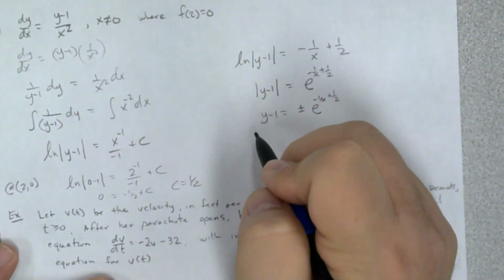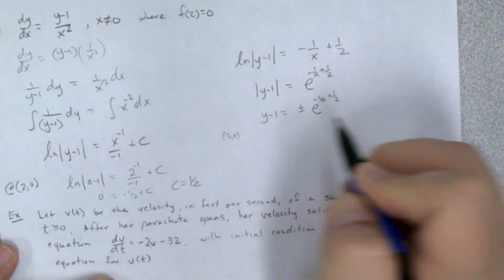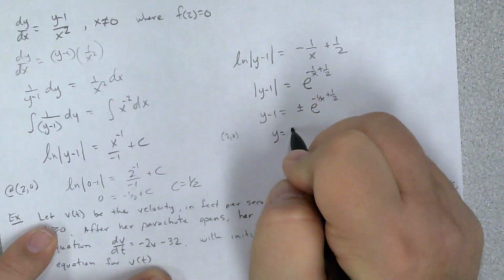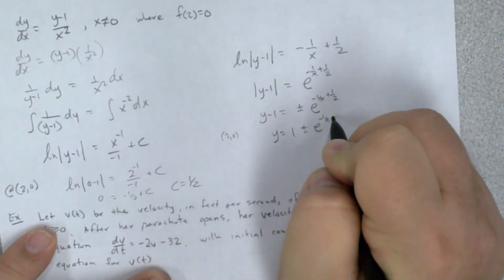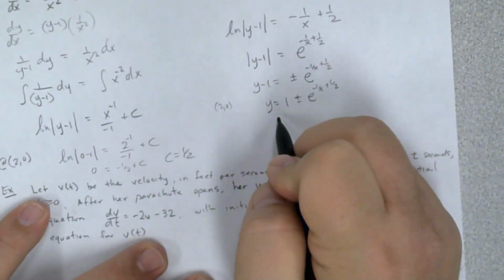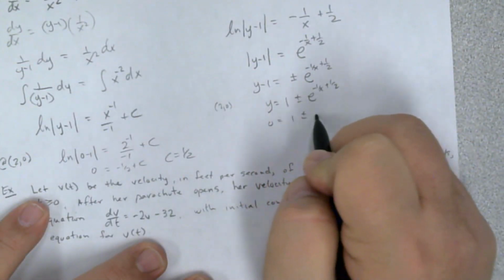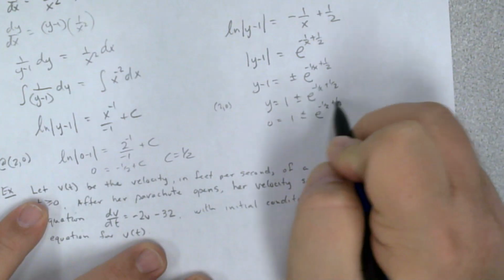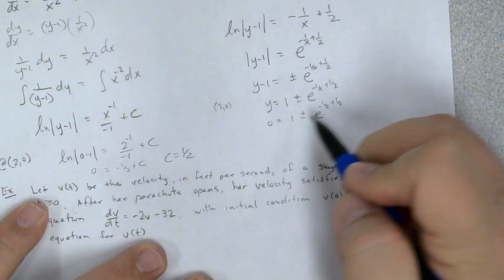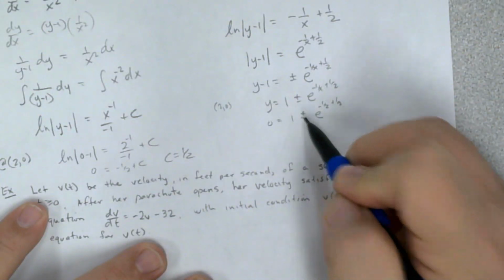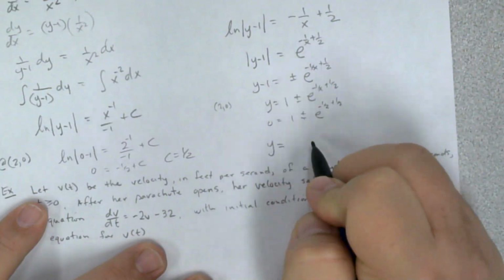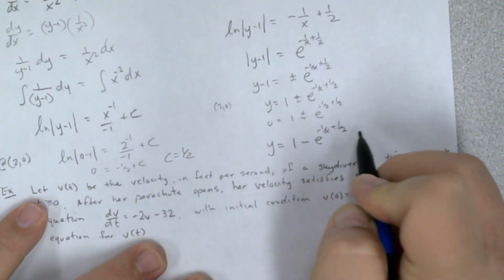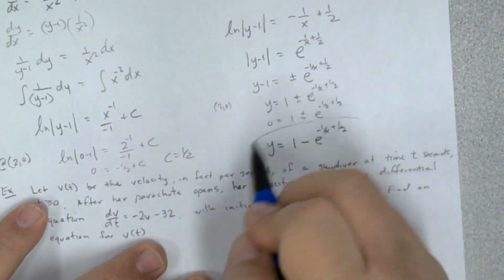And then I can use my condition again, the 2, 0, to determine which one of these signs I need. We can also move the 1 over. And so y is 1 plus or minus e to the negative 1 over x plus 1/2. And so at 2, 0, this will be negative 1/2 plus 1/2, so that's 0. So I have 1 plus 1 or 1 minus 1, so the minus wins out. And so y has to equal 1 minus e to the negative 1 over x plus 1/2. And that would be your final answer right there.